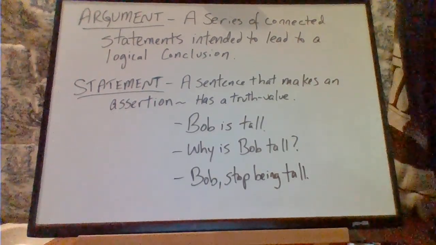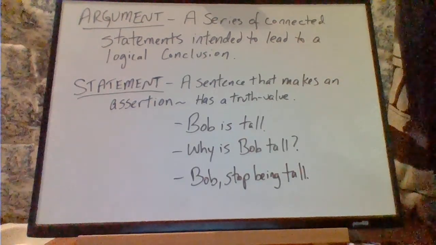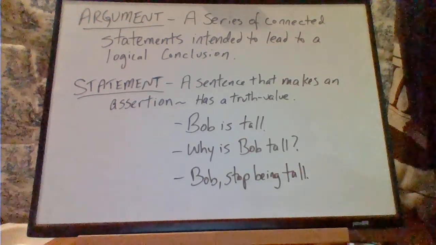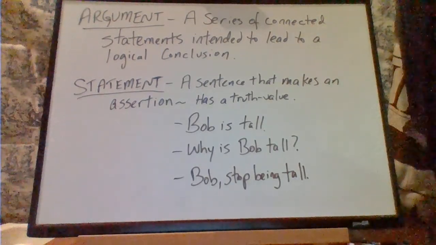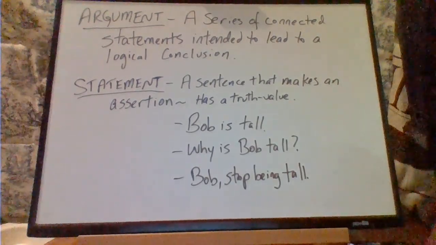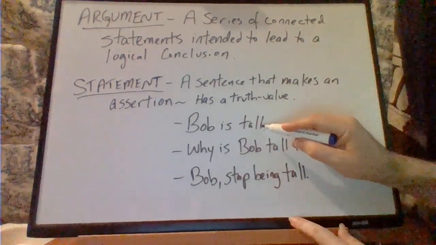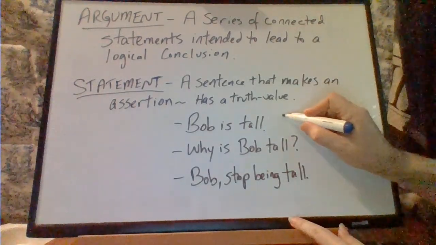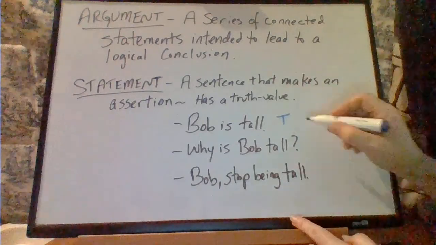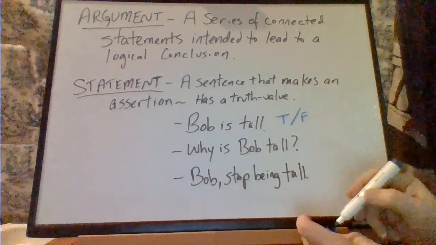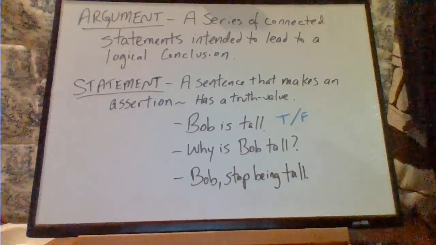So I have on the board here three different sentences. Bob is tall. Why is Bob tall? Bob, stop being tall. Each one of these qualifies as a sentence. However, only the first one is going to qualify as a statement. This statement, Bob is tall, is making an assertion. It's making a claim. And so we could say Bob is tall, that's true. Or we could say Bob is tall, that's false. Depends on how tall Bob really is and who we're comparing him to.